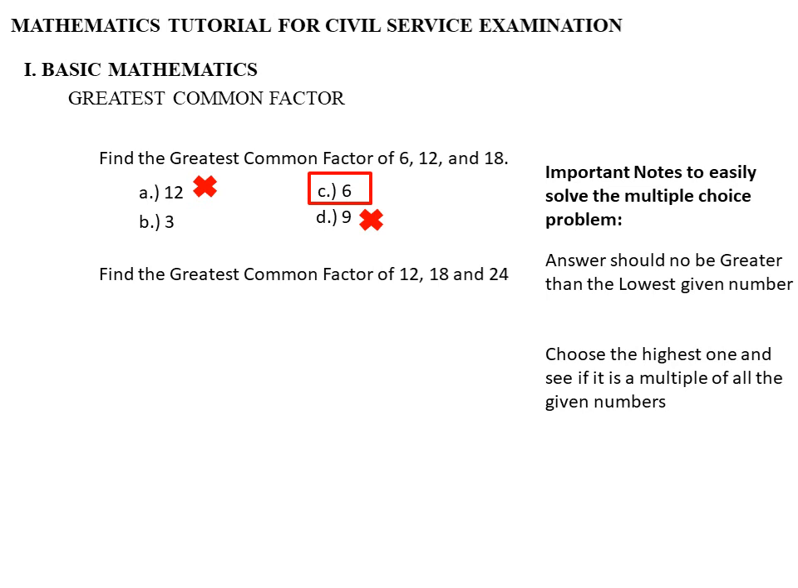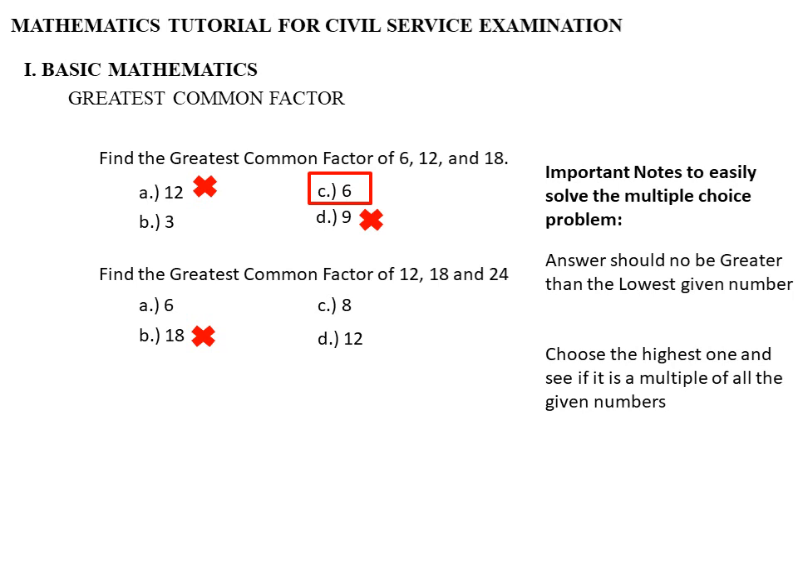Okay, so find the greatest common factor of 12, 18, and 24. So here, the answer should not be greater than the lowest given number, and the lowest given number is 12. So the answer should not be greater than 12. So 18 is already eliminated, and choose the highest one. Okay, the highest one is 12.